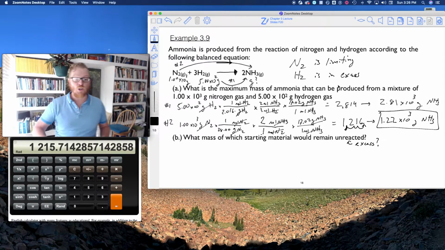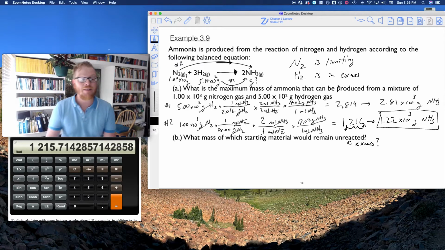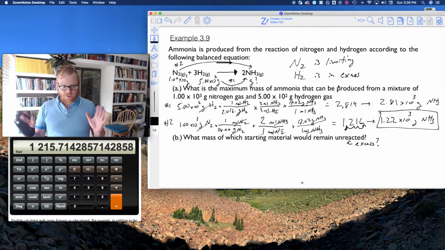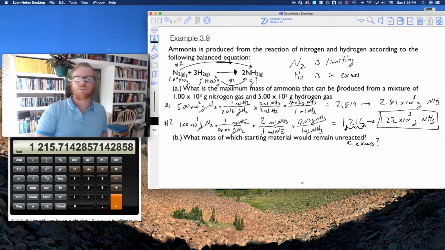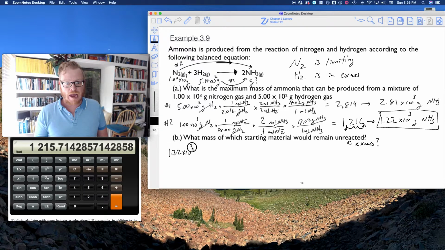Okay. So how do I calculate which starting material will remain unreacted? Okay, this is a little tricky. So what we need to do is actually work backwards. We're going to start with this number, 1.22 times 10 to the 3 grams of NH3. We're going to start with this number that I just calculated.